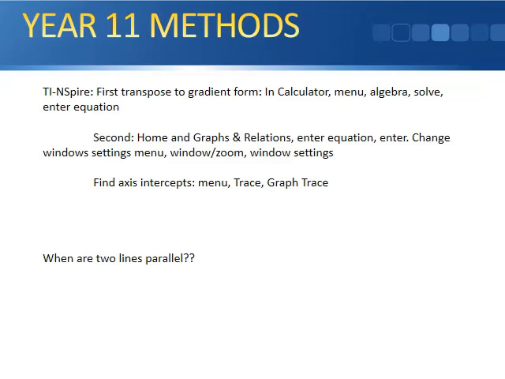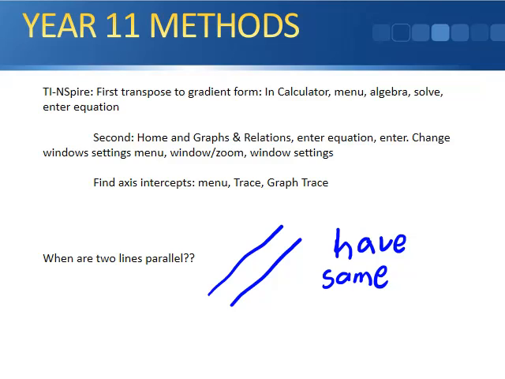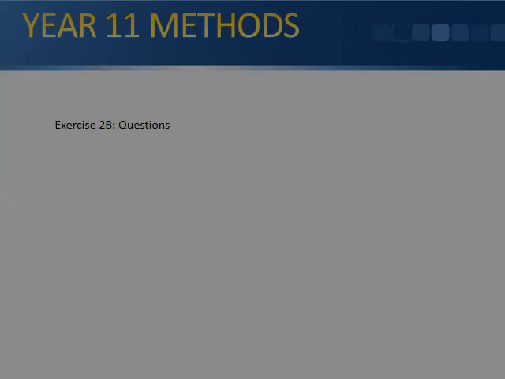When are 2 lines parallel? How do you know 2 lines are parallel? Let me just draw 2 lines here for you. Remember, I'm drawing it freehand, but parallel lines have the same gradient. Just remember that, have the same gradient. That's how we know that 2 lines are parallel.